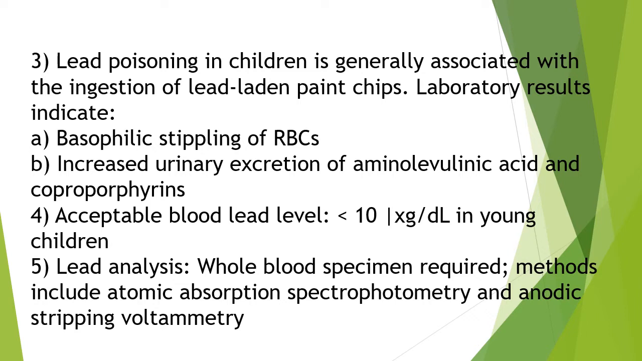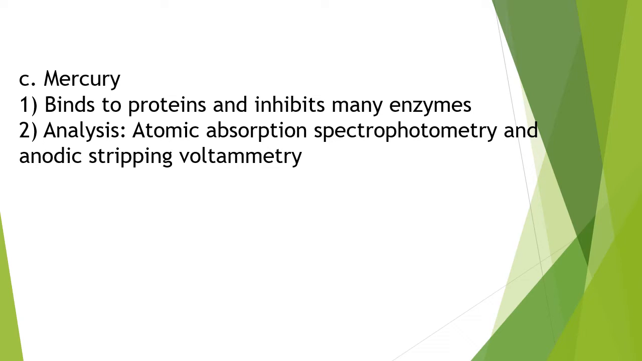Laboratory results will indicate the following. Number one, in hematology, we will find the presence of basophilic stippling of red blood cells. In urinary excretion, analysis of urine may indicate an increase in aminolevulinic acid and coproporphyrins. The level that is acceptable is less than 10 micrograms per deciliter in young children. Okay, for analysis in the laboratory, whole blood specimen is required and can be measured using atomic absorption spectrophotometry or anodic stripping voltammetry. So the next heavy metal is mercury.